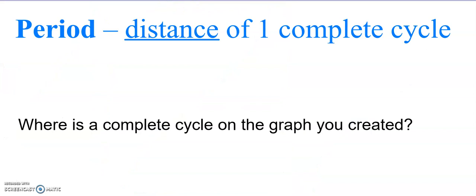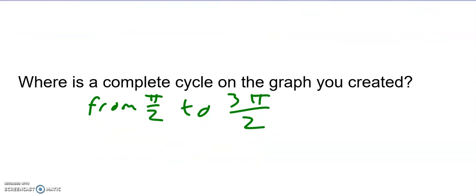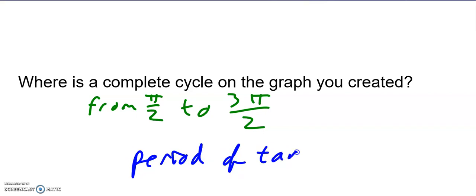And so if I know that that is from pi halves to 3 pi halves, then I can tell that the period of a tangent function is pi. So that's going to be the period of a basic tangent function.